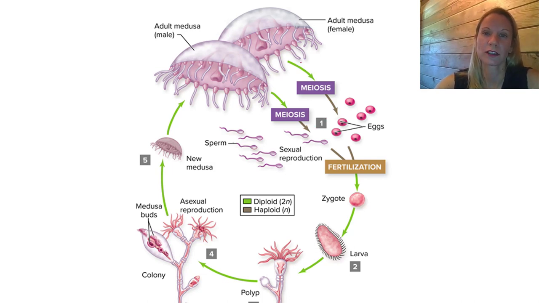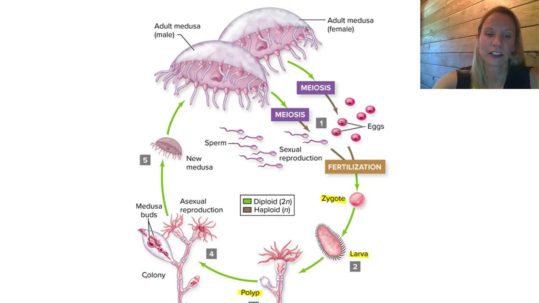So here we see two adult medusa forms. One is male and one is female. The males release the sperm, and the females either release the eggs or fertilization occurs internally. The zygote forms, and then that develops into a larva covered in cilia hairs. That larva lands somewhere at the bottom of the ocean where it can grow into the polyp stage.